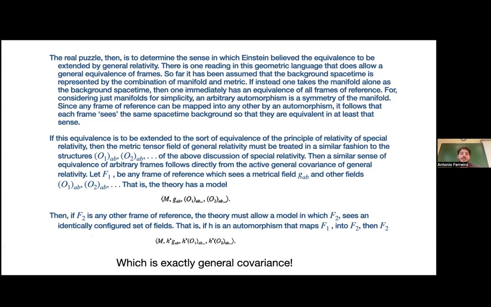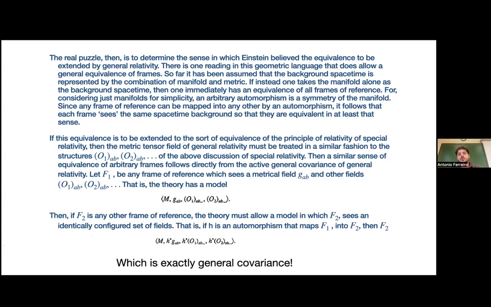So that's true. It didn't leave invariant the metric. For considering just the manifold, for simplicity, an arbitrary automorphism is a symmetry of the manifold. Since any frame of reference can be mapped into any other by an automorphism, it follows that each frame sees the same spacetime structure, so that they are equivalent in at least that sense. So if we do the trick of taking away from the spacetime structure the metric, then we fulfill Einstein's dream, because obviously the manifold structure, the most basic fundamental structure, is invariant under all the possible coordinate transformations.